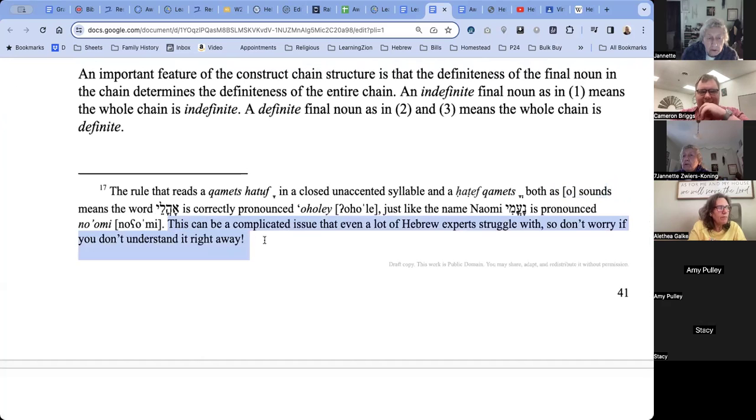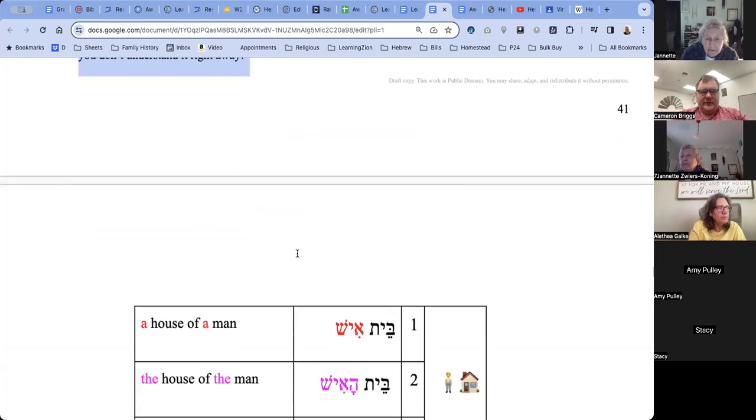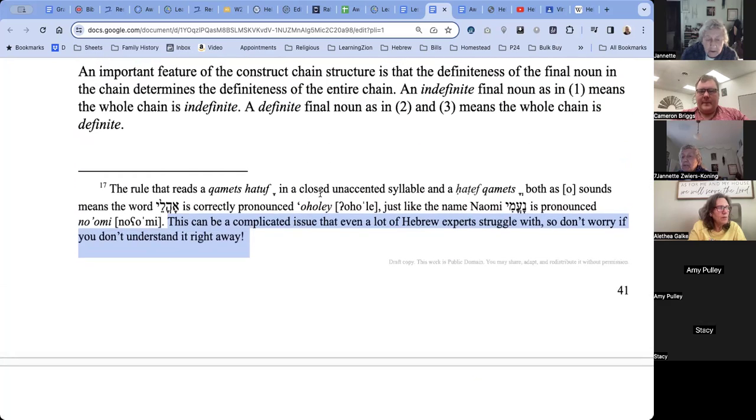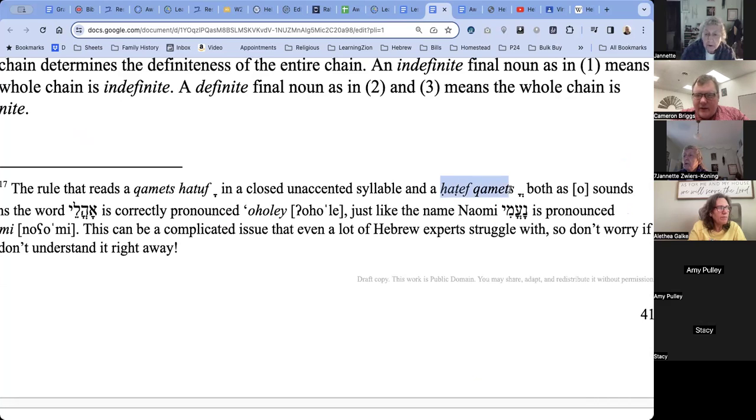Yeah, so this can be a complicated issue that even a lot of Hebrew experts struggle with. So don't worry if you don't understand it right away. That's why it's one of those footnotes. So it's called a hatef kamatz, looks like the shva and the kamatz, that together makes an O sound. Okay.